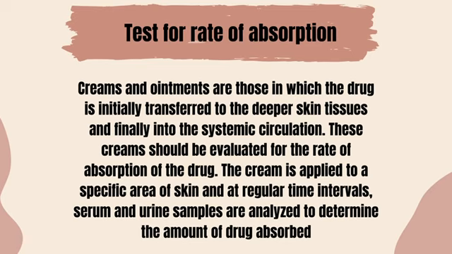Test for the rate of absorption. Creams and ointments are those in which the drug is initially transferred to the deeper skin tissue and finally into the systemic circulation. This cream should be evaluated for the rate of absorption of the drug. The cream is applied to a specific area of skin and at regular time intervals. Serum and urine samples are analyzed to determine the amount of drug absorbed.